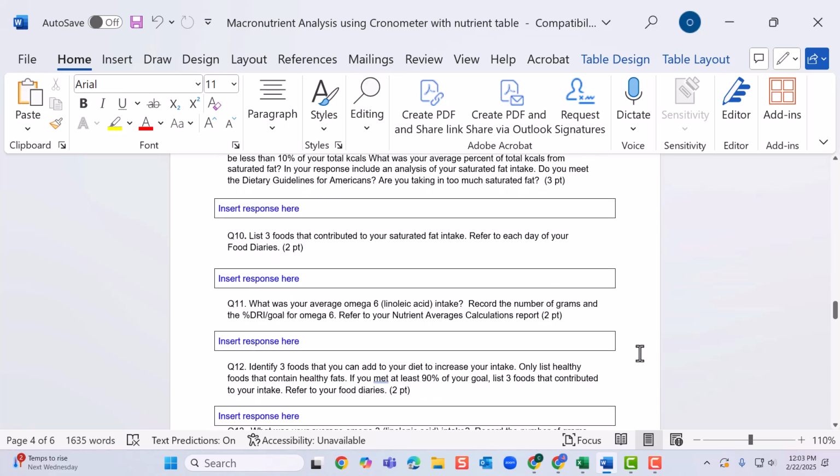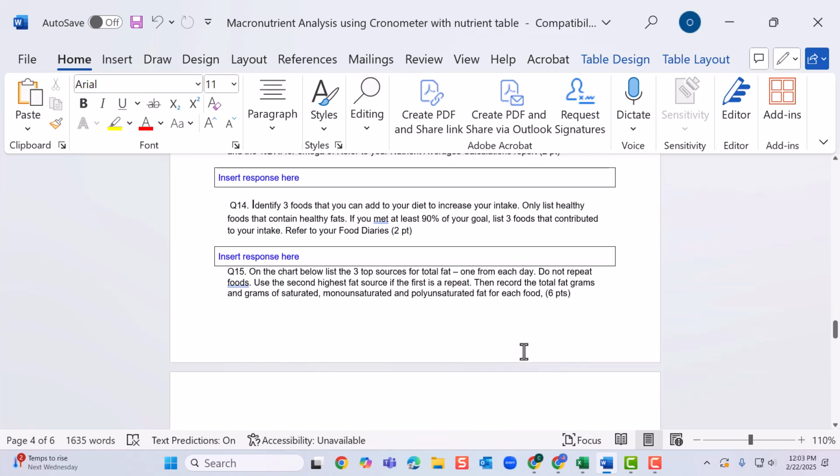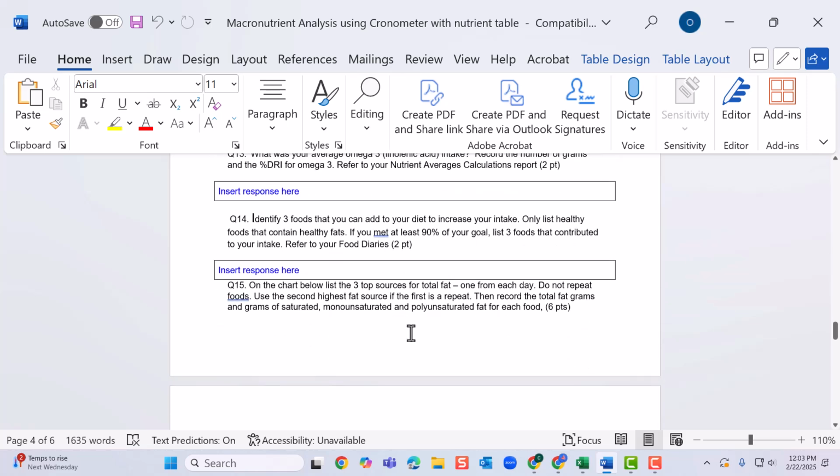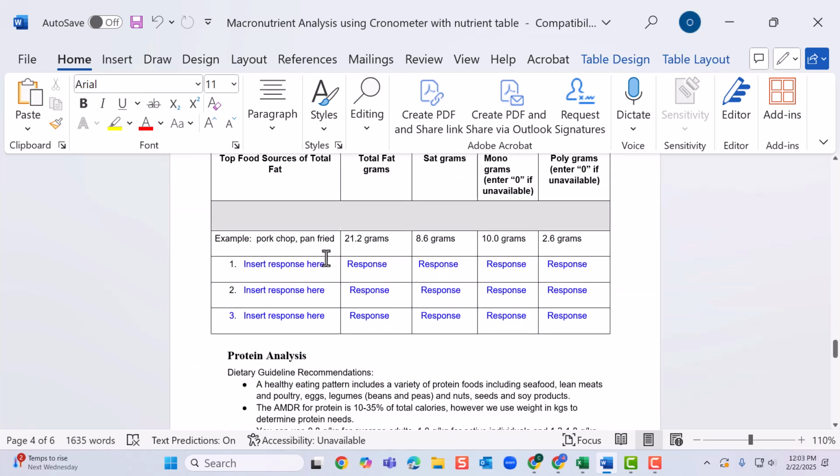And that's provided as well. This asks about omega-3s and 6s. So you're going to put what your average was and what your percent of goal average was for each. And then total fat. What were your 3 highest sources and how much saturated, mono, and poly came from each?